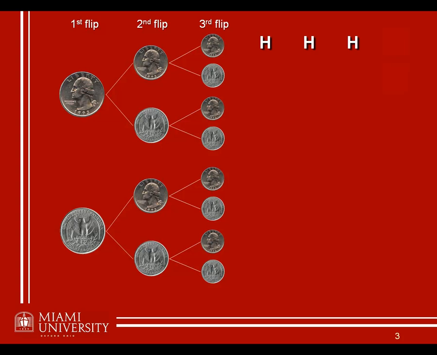If we look at the first situation, I could have gotten heads, and then heads, and then heads again. Now what we might be interested in here is the number of heads that are occurring after three flips of a fair coin.